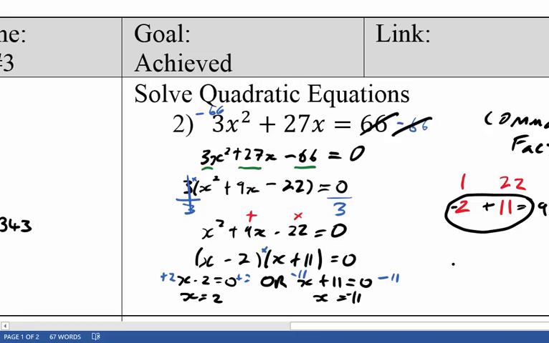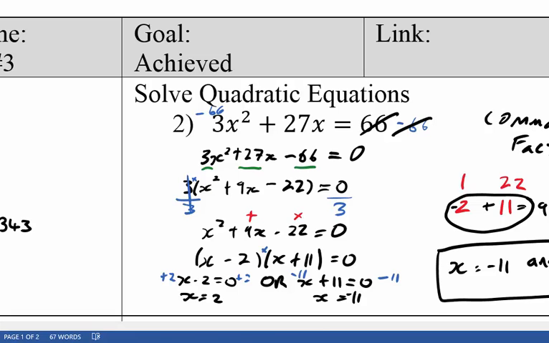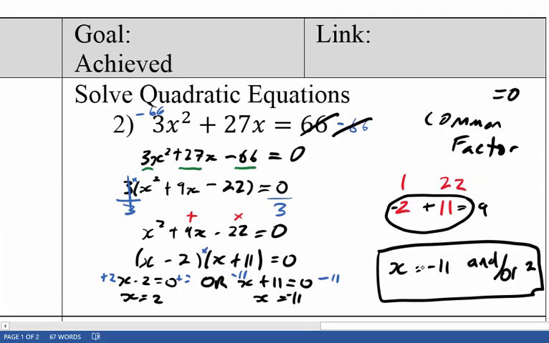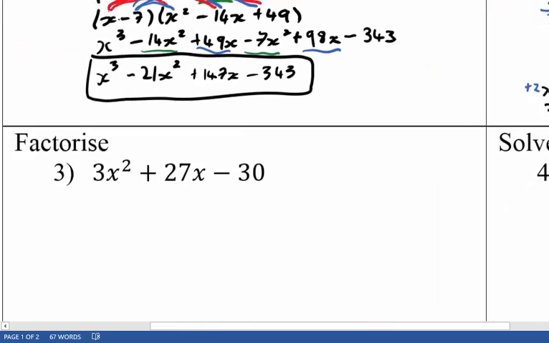So, I can write over here, x equals negative 11. I'm going to write and or. If you wrote or, that's okay. Or 2. Okay, and I'm going to put that in a box. I don't think you can quite see that. That's it there. Okay, x equals negative 11 and or 2. Okay. Question 3.